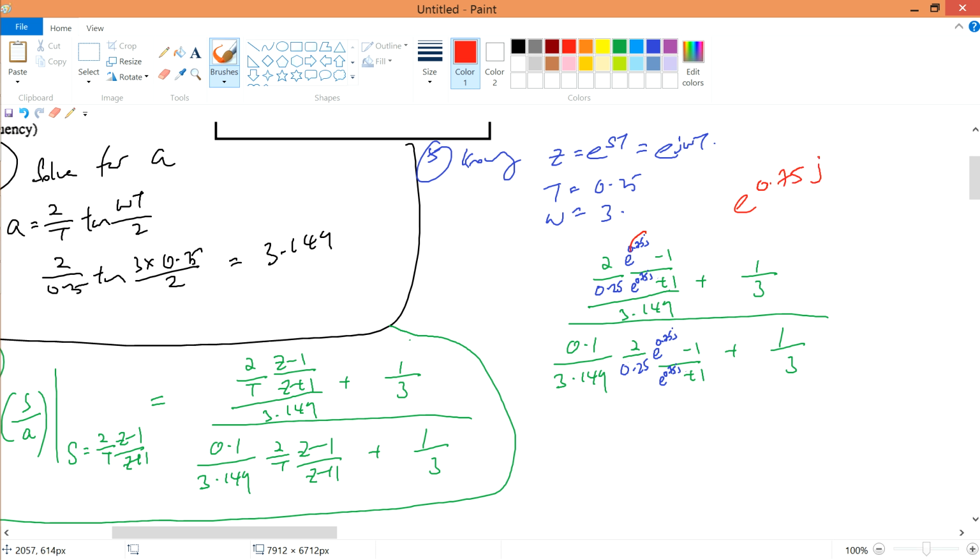Although from your screen I think it looks like 0.2, but it should be 0.75. If I zoom in, it should be 0.75. Anyway, I substitute my Z as this thing. Z is equal to this, because it's j omega T. Your omega is 3 times your T, which is 0.25, so you have 0.75j. So I simply substitute in my Z and my T all over here, you see.